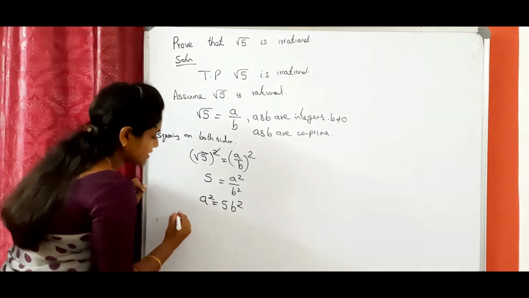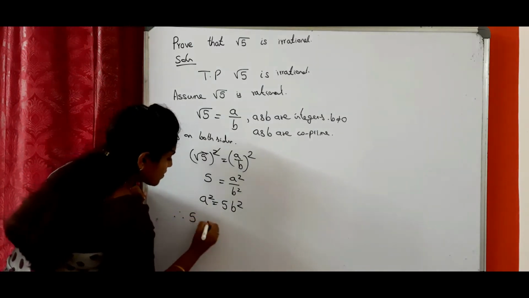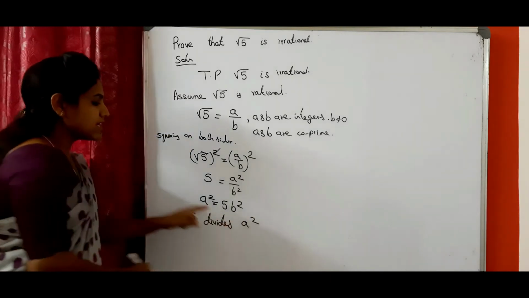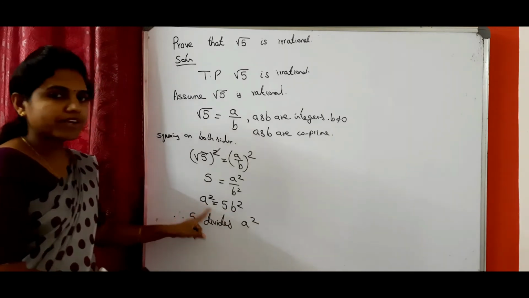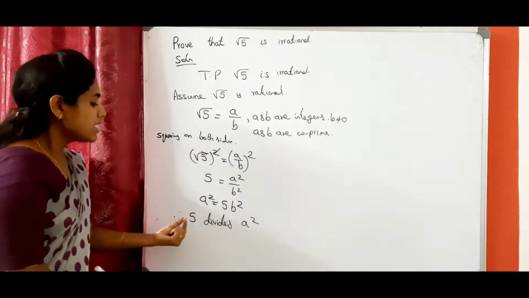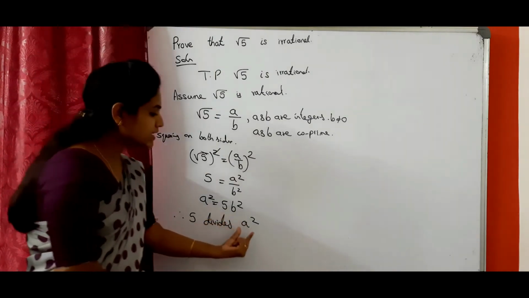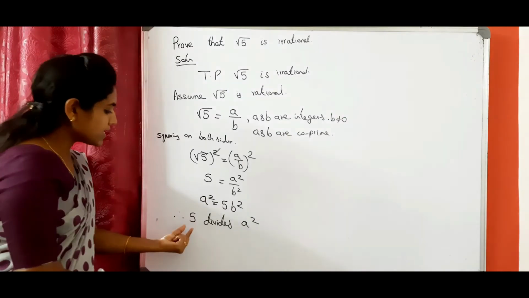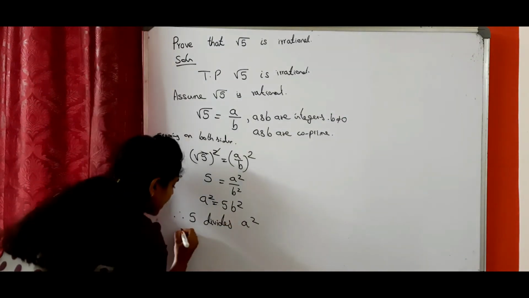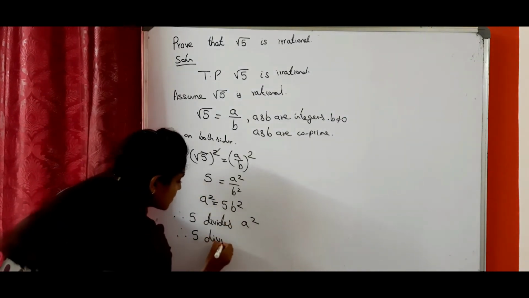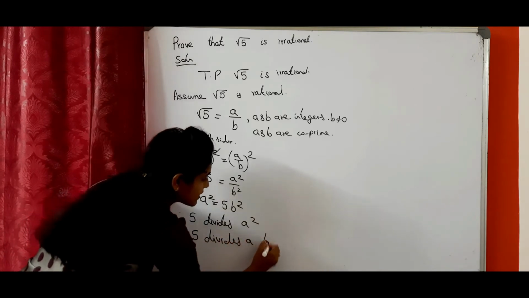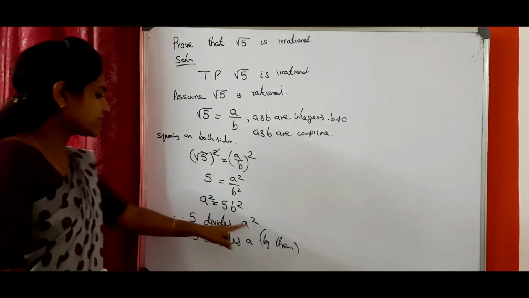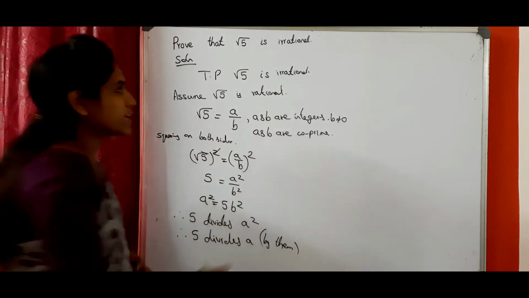That means, therefore, 5 divides A square. Now we can use the theorem. What theorem? Any prime number divides A square means the same prime number divides A also. So here 5 divides A square. Therefore, 5 divides A by theorem. By using the theorem, 5 divides A square means we can say 5 divides A also.